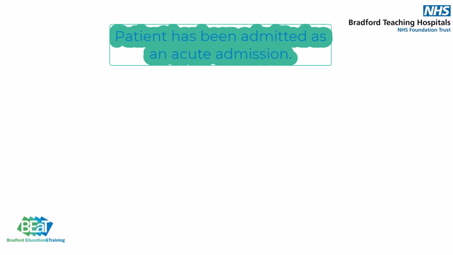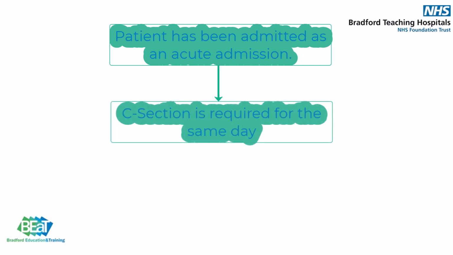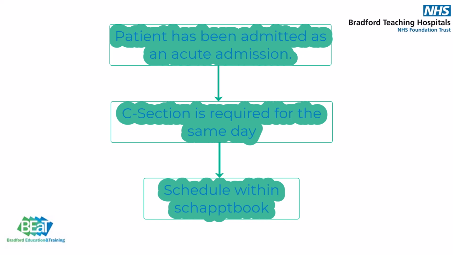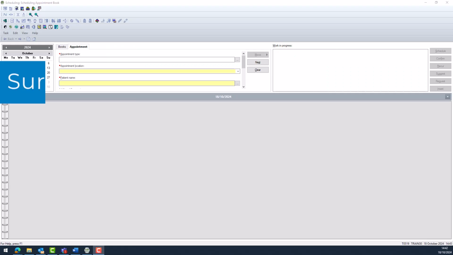In terms of the patient's journey, the patient will already be acutely admitted into a maternity location, and it has been decided that a C-section is required for the same day. We will now proceed with scheduling this procedure in Scheduling Appointment Book. This process is essential for ensuring that the patient shows on the perioperative tracking board within PowerChart.